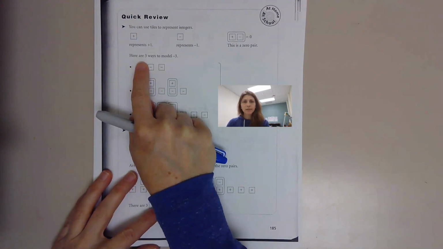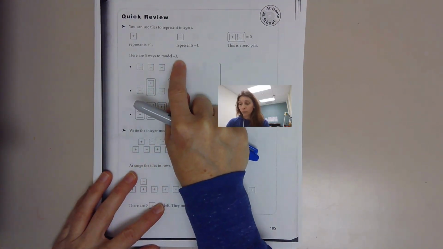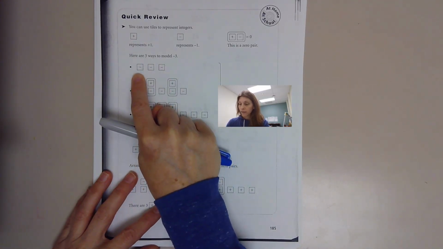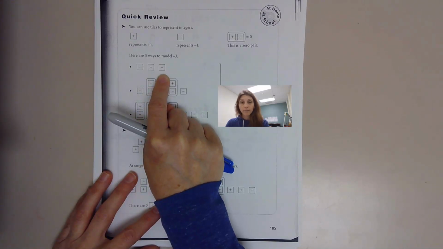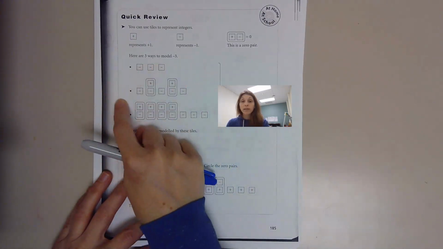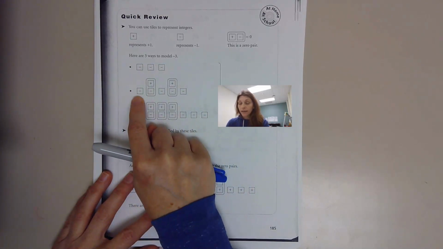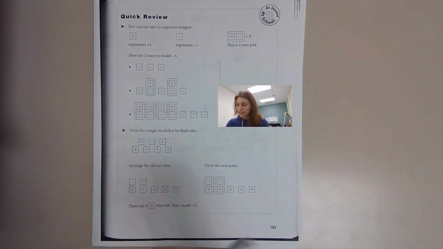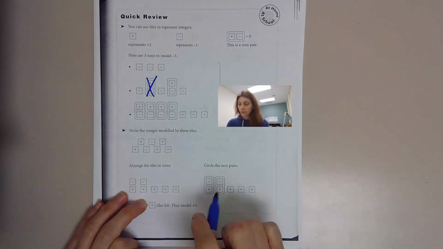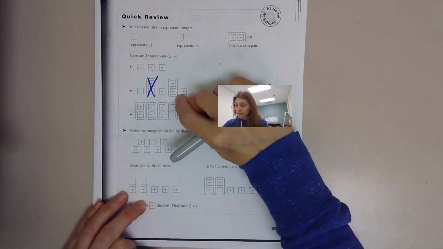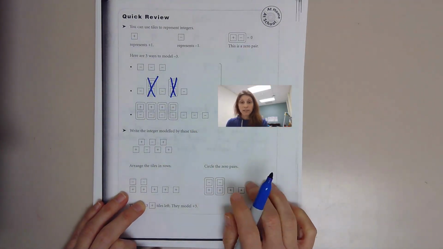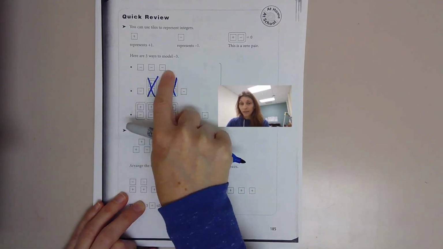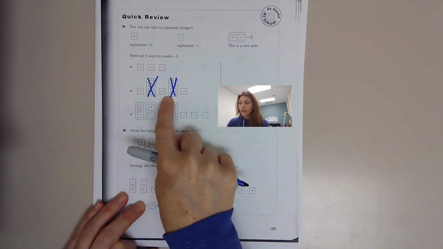So it gives us some examples. Here are 3 ways to model negative 3. So you can show it with 3 negative tiles. Negative 1, negative 2, negative 3. Or you can do it with a variety of tiles: a negative, a positive and a negative, which makes a zero pair. That means that this is gone. Another negative. Here is another zero pair, so this equals 0. And a final negative. So once again, what we're left with is exactly like the first example, with 3 negative integers shown.